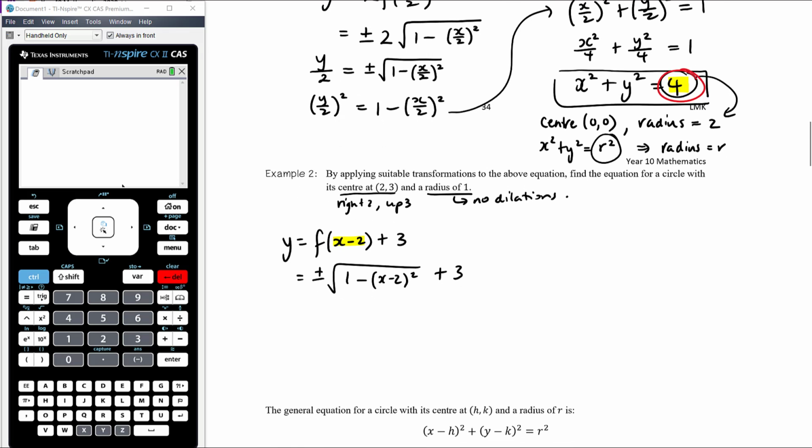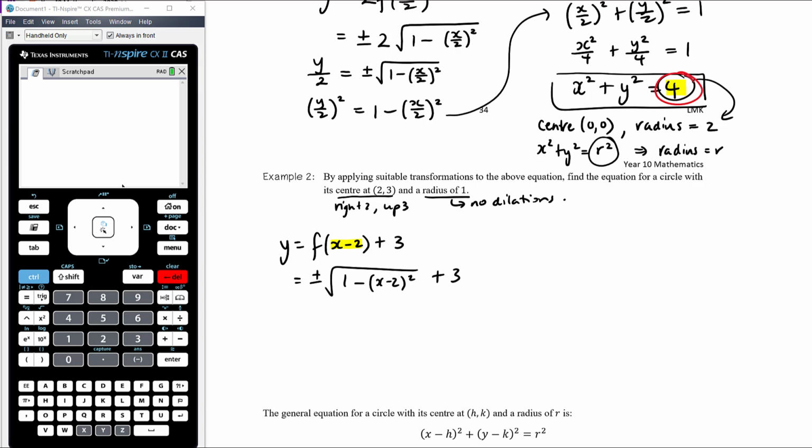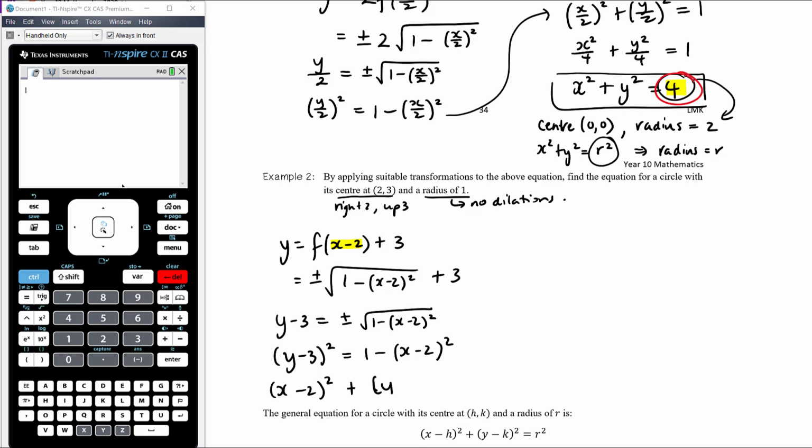Okay, so again I want to focus on trying to rearrange this back to look more like the equation of a circle. So I'm going to take away 3 from both sides, first of all. And then I'm going to square both sides, which will get rid of the square root. And then finally I'm going to add that bracket of (x minus 2) all squared onto the left-hand side.